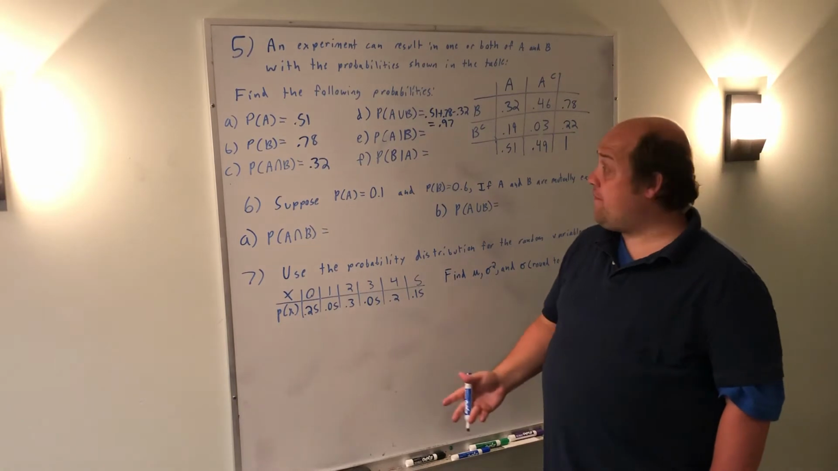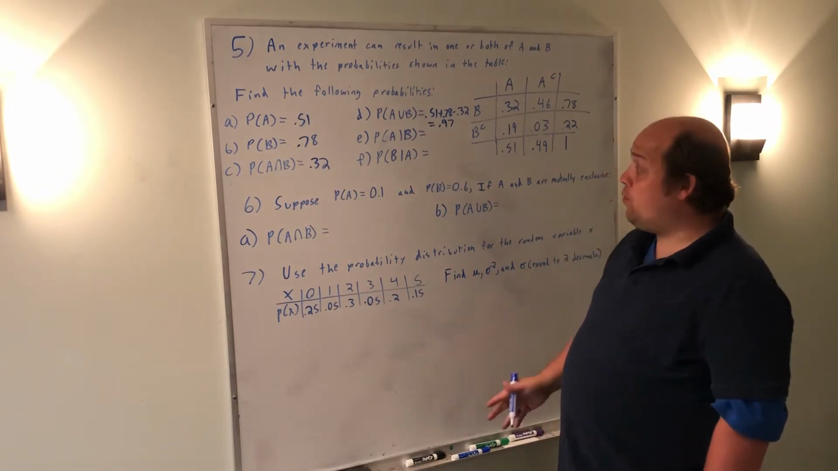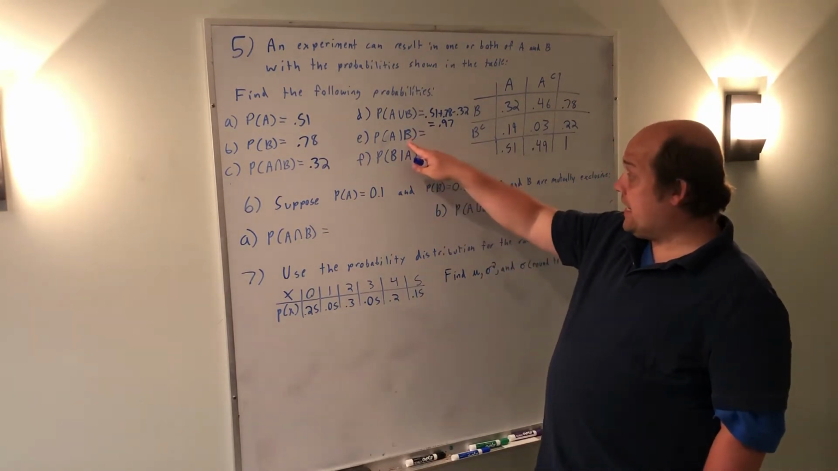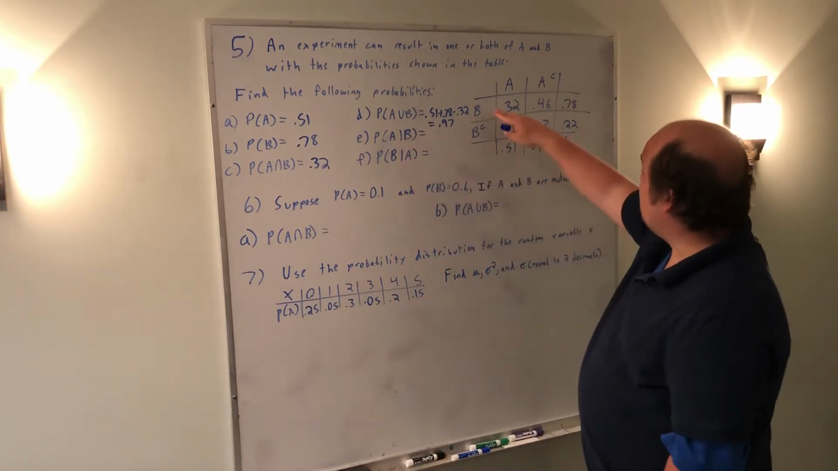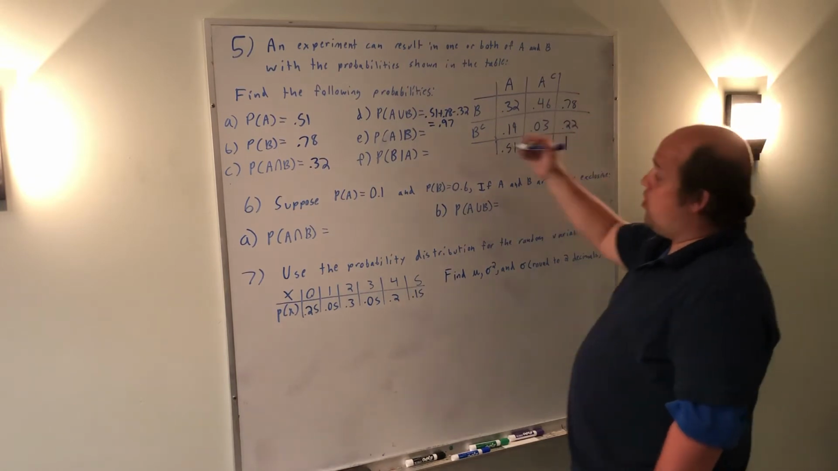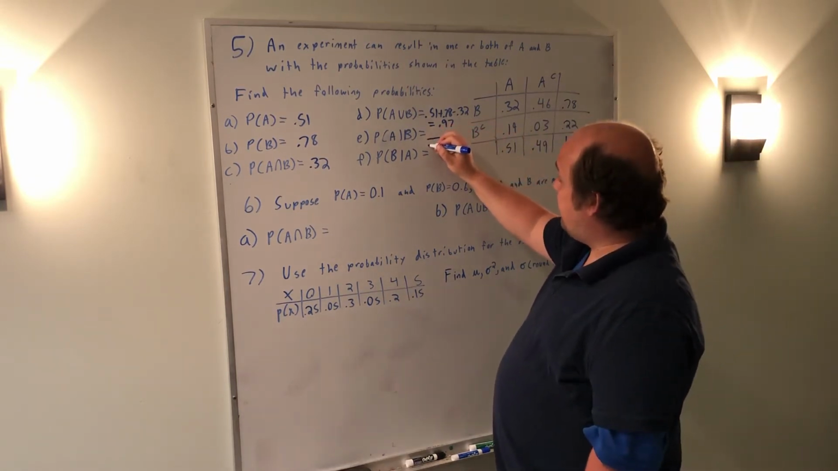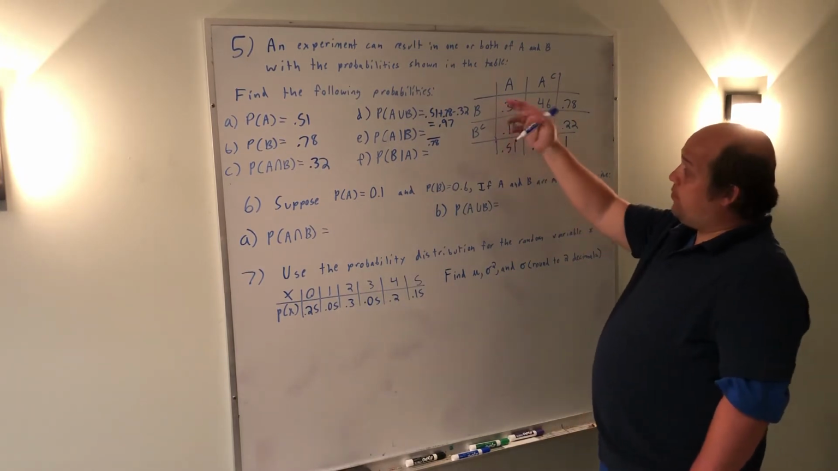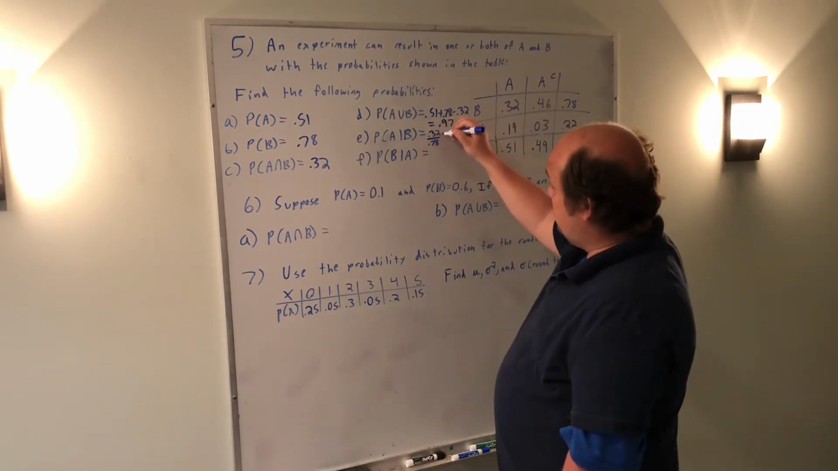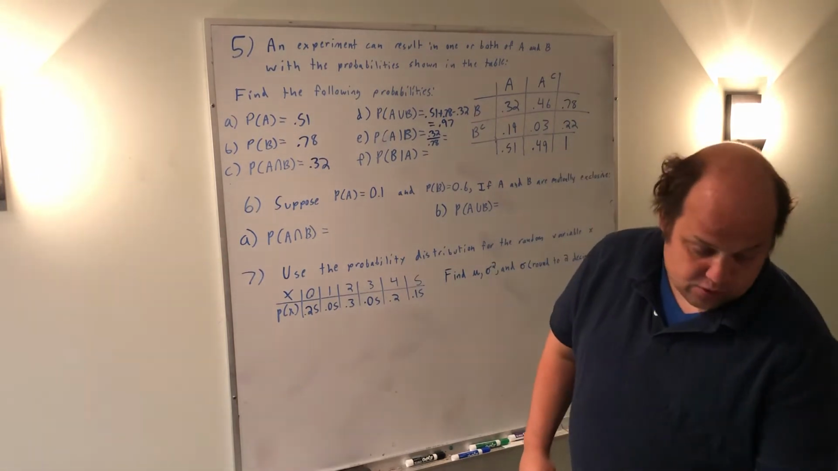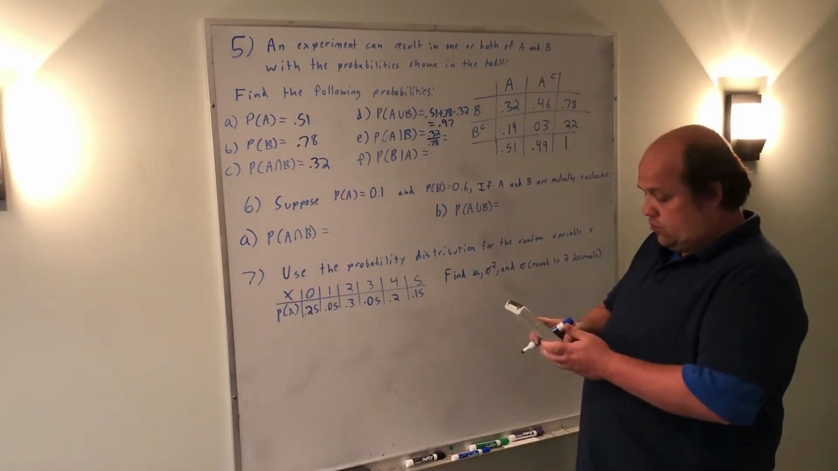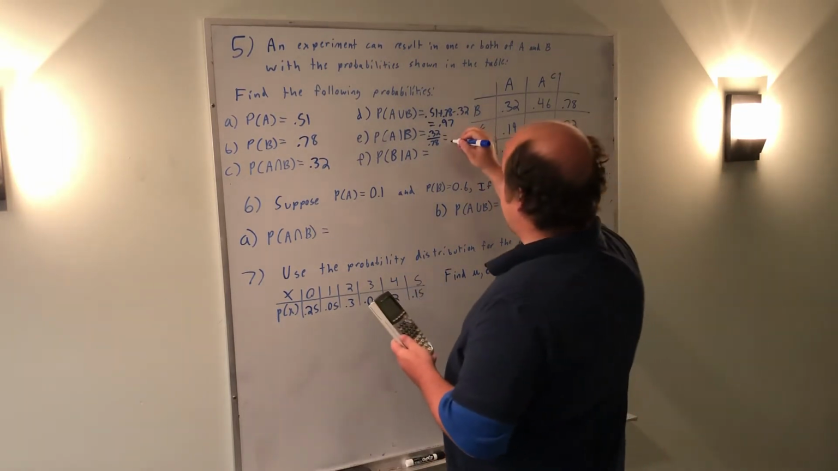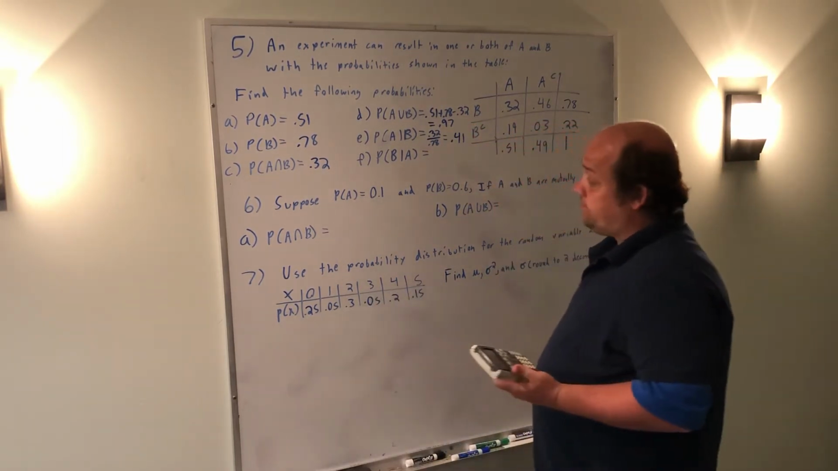For E and F, what I'm going to need to do is look at what's being conditioned on, what comes after the given line. In this case, given B means we know we're isolating this row. So when I go to calculate this probability, it's going to be out of the row total 0.78. Where they overlap within that row is this 0.32. If I put into my calculator 0.32 divided by 0.78, that's how I get the answer of 0.41.